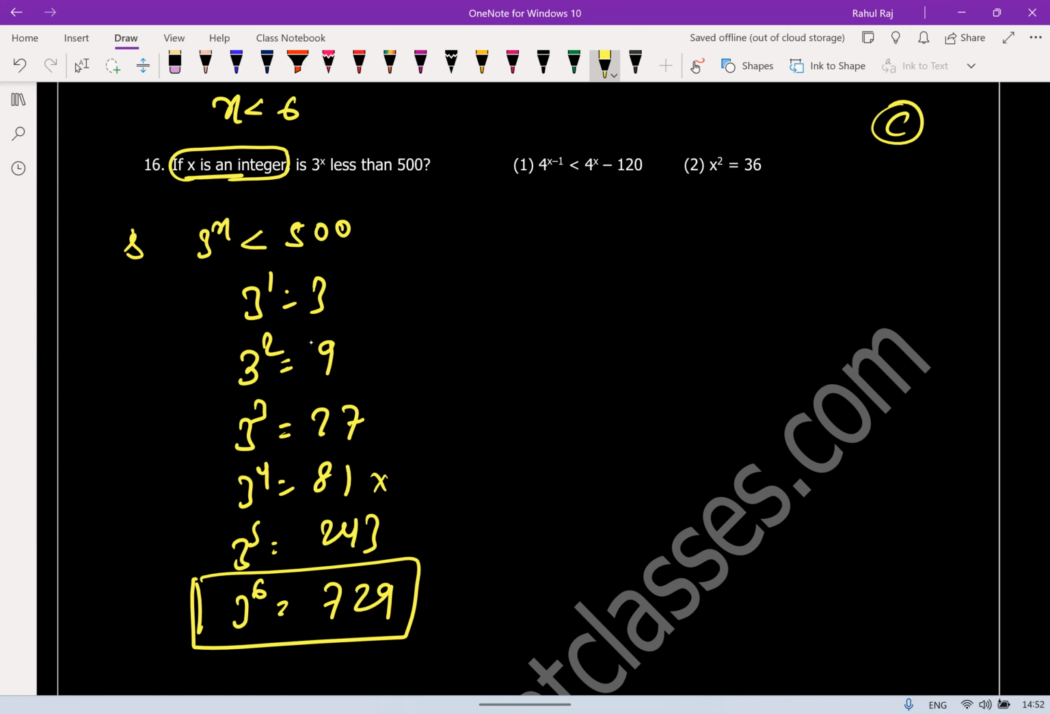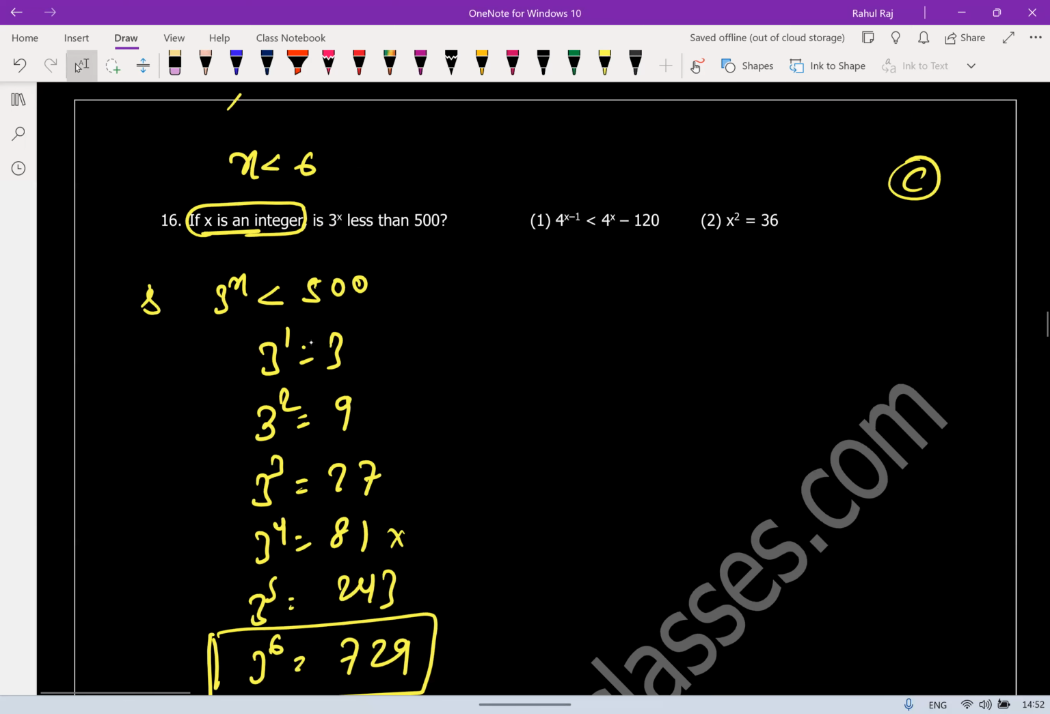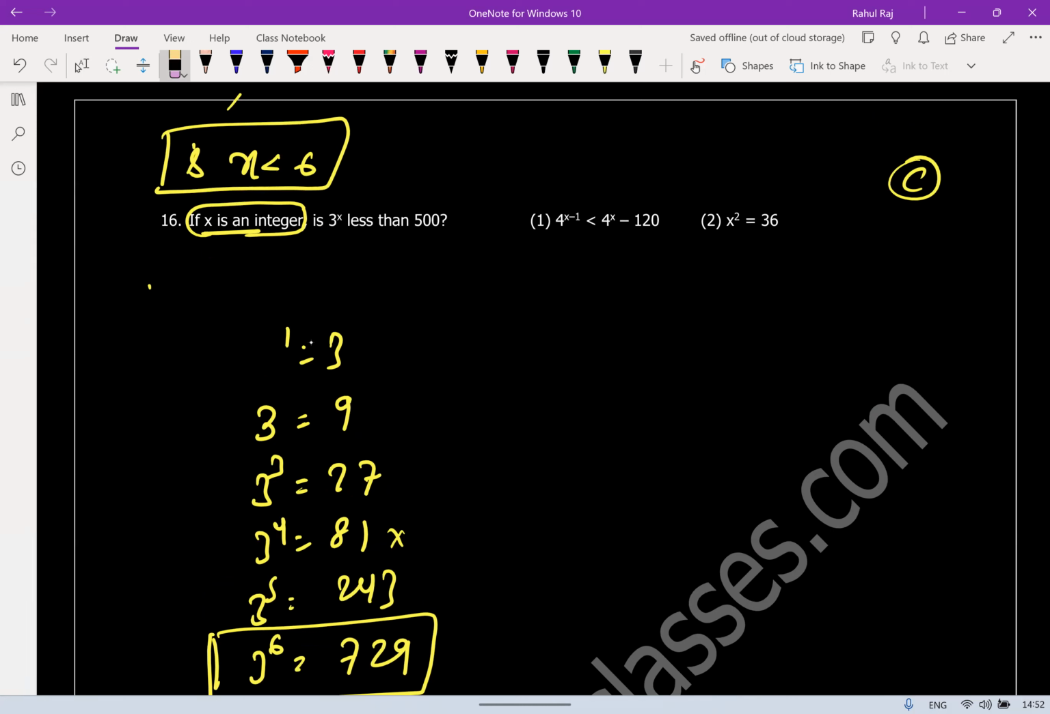Yes or no? Yes. So can I change my entire question to: is X less than 6? I'm not bothered about 3 to the power X less than 500. That's a very different situation given to you. You have to reduce the questions based on your own convenience. Always remember that. Learn to play around with the questions for sure. Now my question is: is X less than 6? Simple, straightforward logic. I'm just erasing all this stuff.